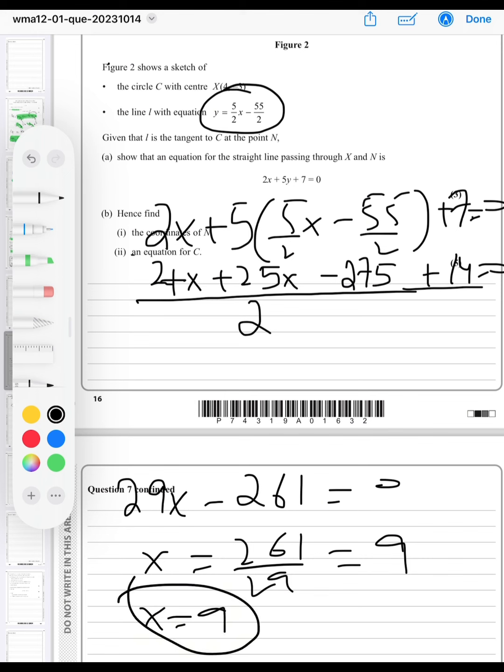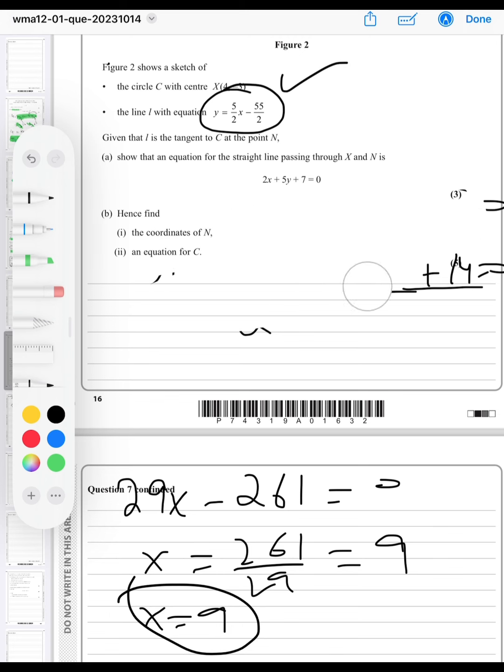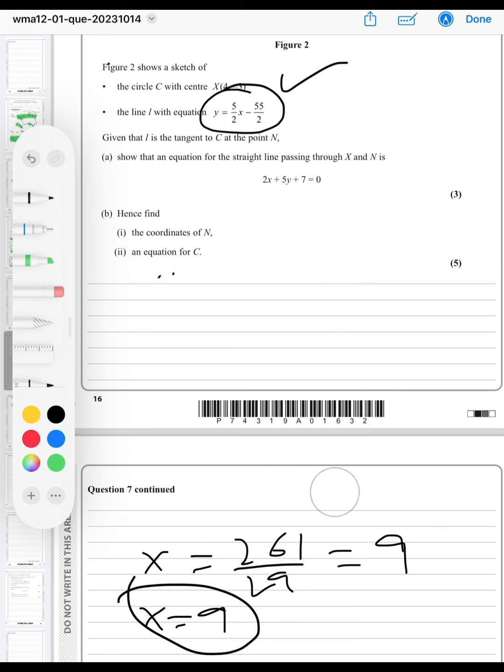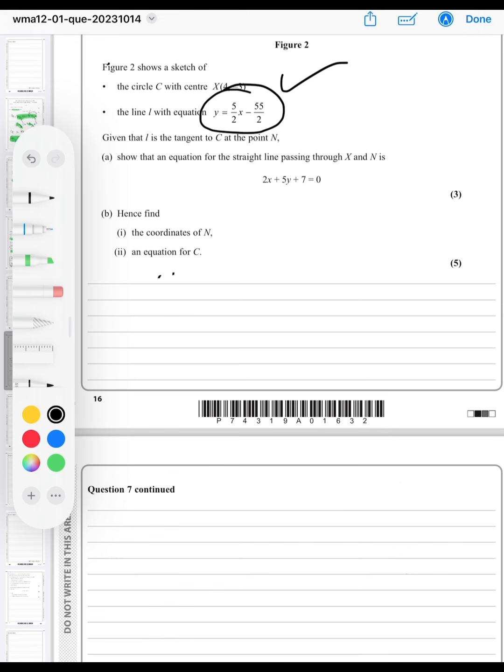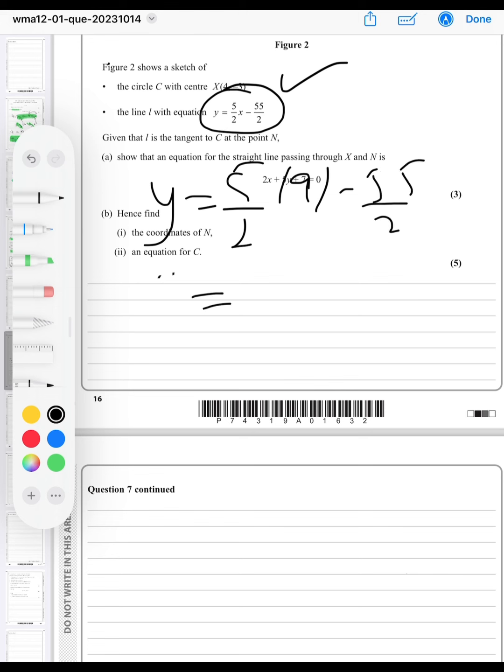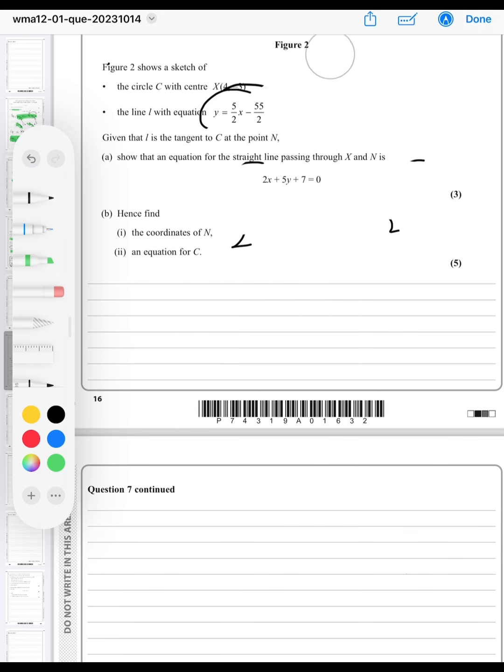And for the other one, we will put this in any equation. We have two equations. Preferably we will put it here because we already have y as the subject here. So y equals 5/2 times 9 minus 55/2. The result will be -5. So there you go, these are the coordinates for N.